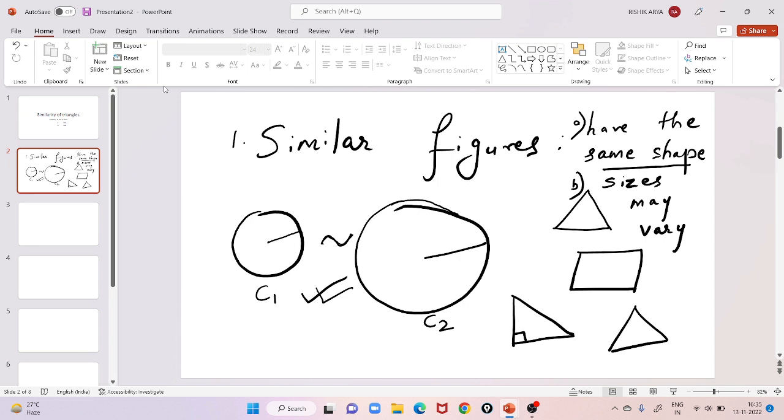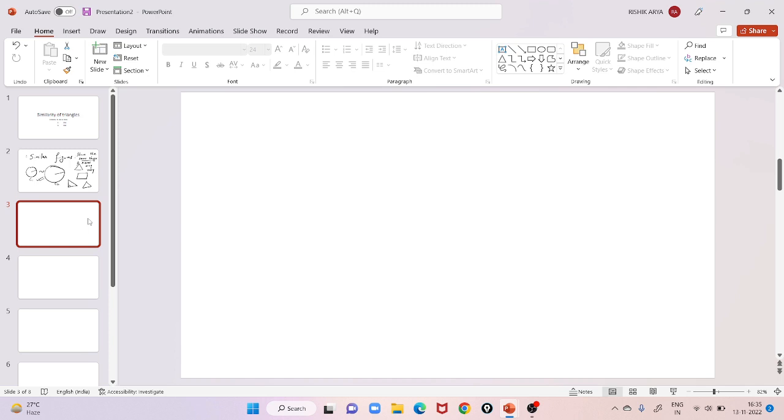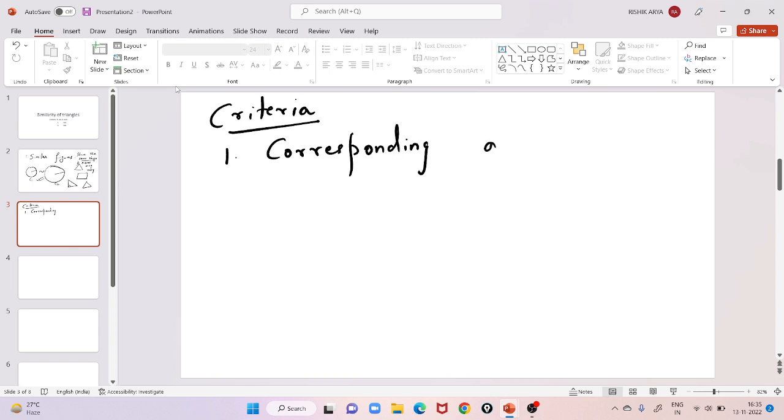It is a three-sided polygon. So we'll discuss what are the conditions when a triangle can be similar to another. So for that, what are the conditions or criteria for similarity of two triangles? The first criterion is that corresponding angles of both triangles are equal. This is the first criterion.